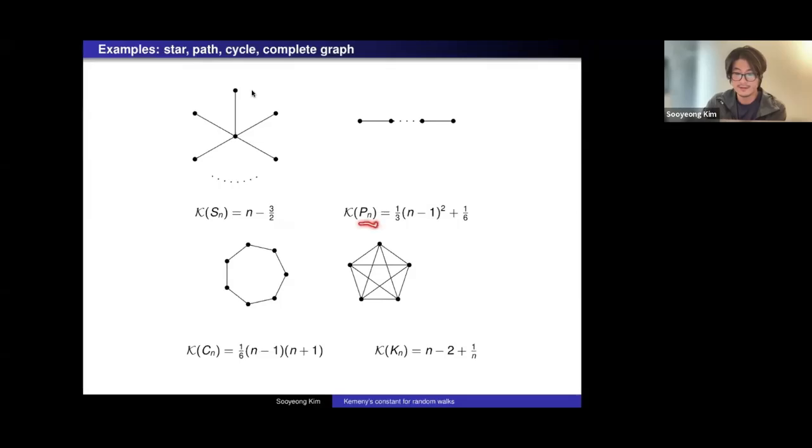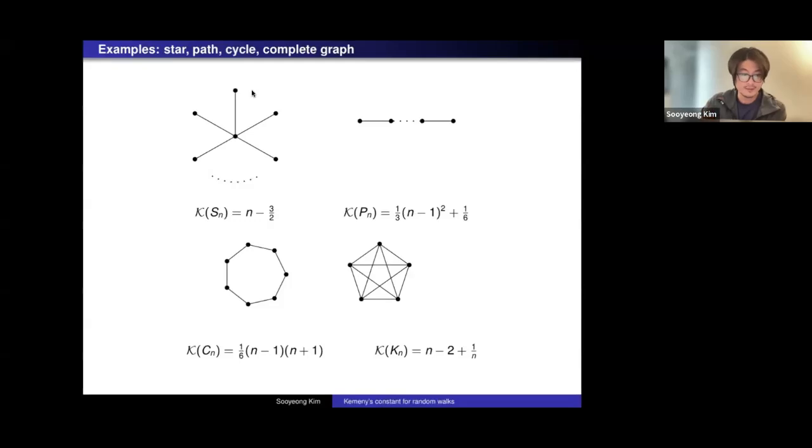And then here, path. This has the largest diameter. Obviously, this is greater than this. And then when you think about cycle, then it's also about n squared. Right? Its diameter is growing, right? And then this complete graph is diameter 1. And then n minus 2 plus 1/n. Then when you see this, you can see that this Kemeny's constant is less than this. And so on. So yeah, maybe diameter is affecting or some sparsity. This is really a pretty dense graph, right?